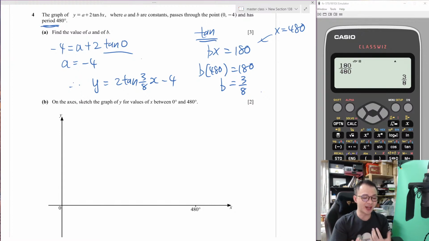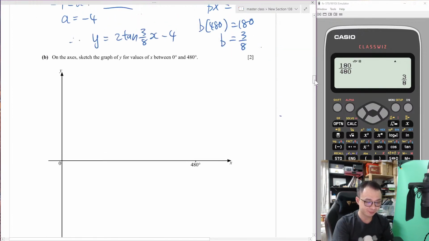Okay, then I want to sketch this one from 0 to 480. What I want to do with tangent, normally I will divide it into 4 different parts, because we have first quadrant, second quadrant, third quadrant, and fourth quadrant. This is the reason why I divide them into 4 parts. So I will use 480 divided by 4 first to get 120. So each part will be 120.